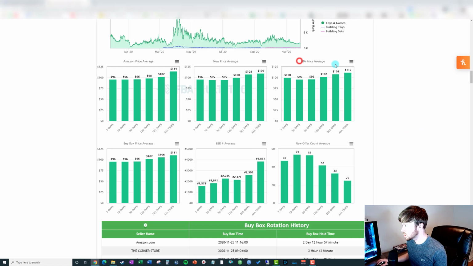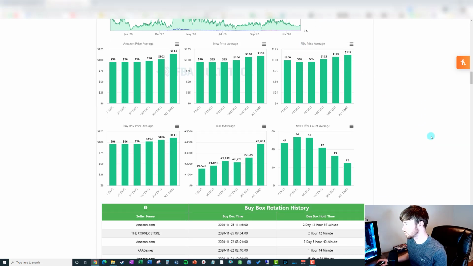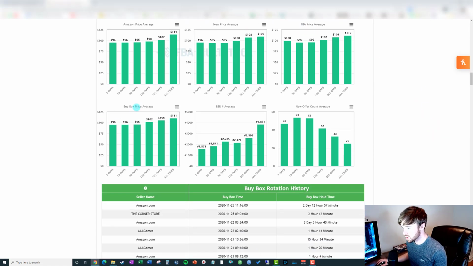FBA price average, so that's people who are selling with Fulfilled by Amazon. Buy box price average. These are just price averages that really help us to figure out the market price right now and whether it's trending up or down, which is fantastic. Now we've got the bestseller rank. BSR is bestseller rank. That's the rank that we talked about for demand. That shows us if it's a fast selling item or not. And you can see how this is trending over time.